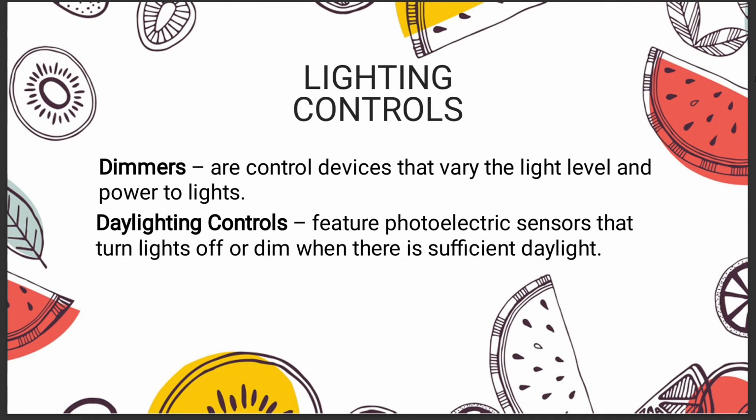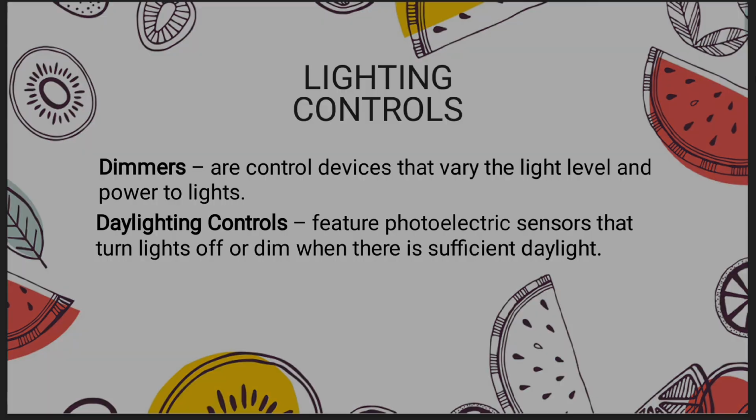Now, dimmers. Dimmers are control devices that vary the light level and power of the lights. The dimmer is connected to the light fixtures and is used to adjust the brightness of the light. Daylighting controls feature photoelectric sensors that turn lights off or dim them when there is sufficient daylight.